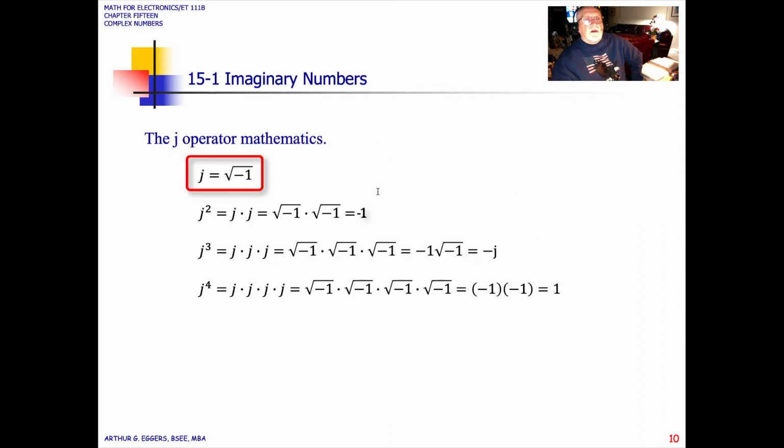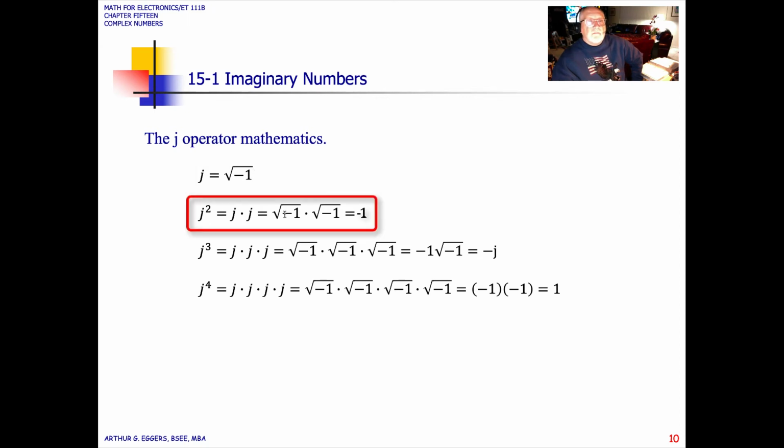So with our j operator in mathematics, this is actually what mathematically we're going through. If we define j as the square root of minus 1, then j squared must be minus the square root of minus 1 times the square root of minus 1. Well, in multiplying those together, we lose two things, the square root.